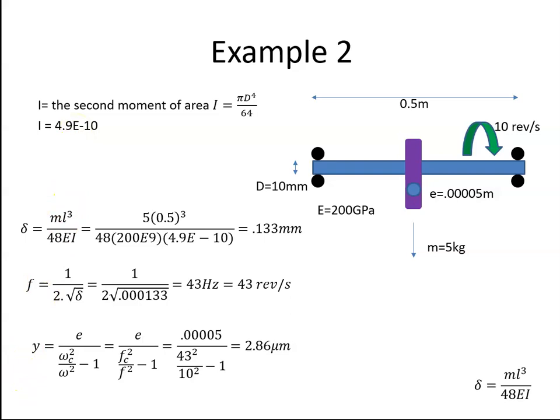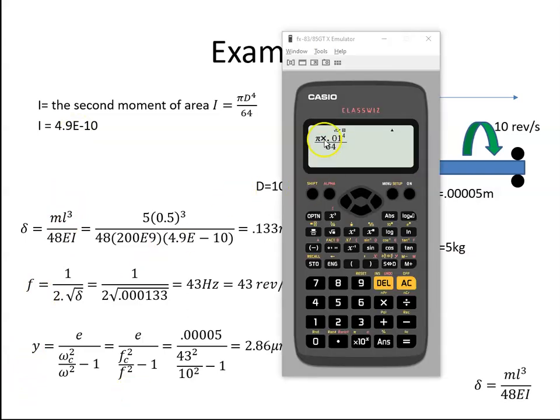Let's just do it on the calculator. So here you have on the calculator, it's pi, d is 10 millimeters, which is 0.01 meters. So pi by 0.01 to the power of 4 all over 64. And when I do it, I get 4.9 by 10 to the power of minus 10 meters to the power of 4.